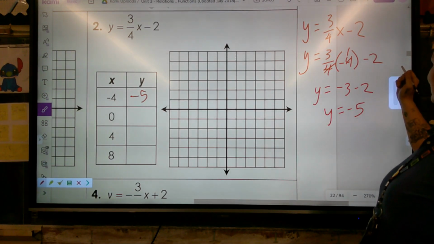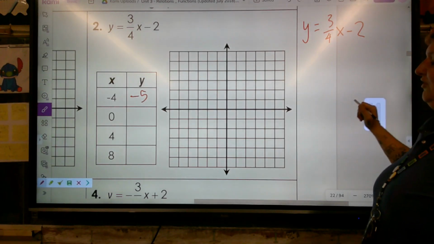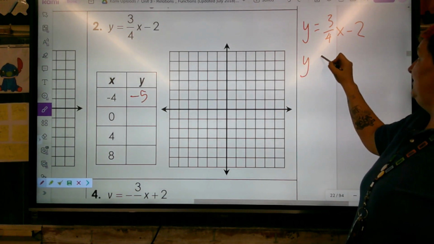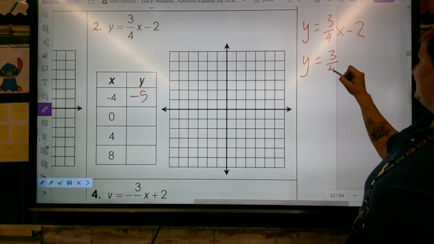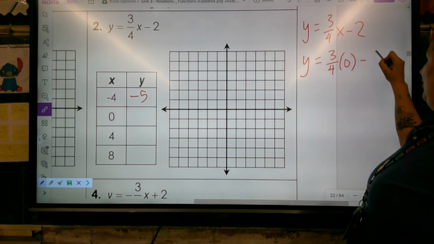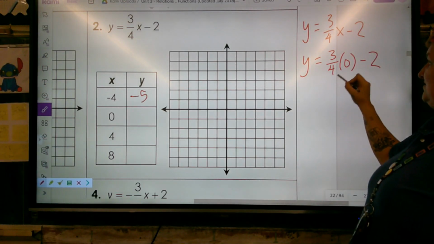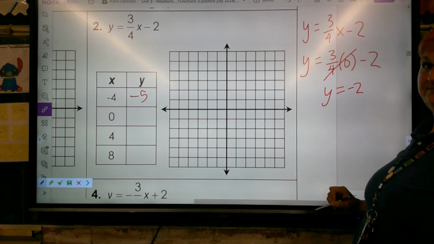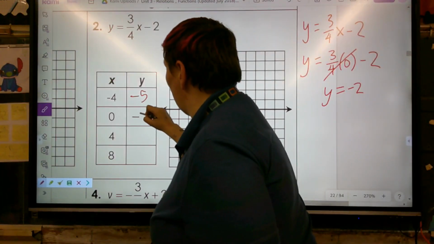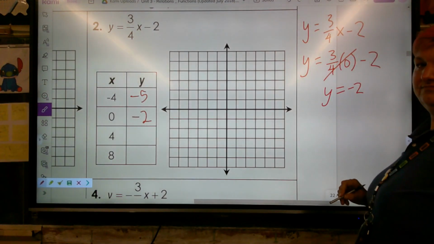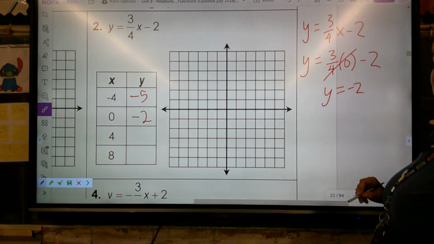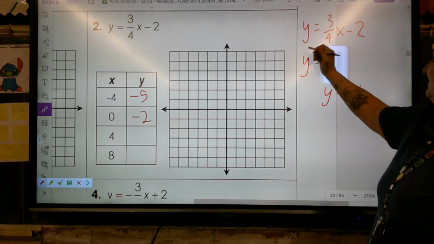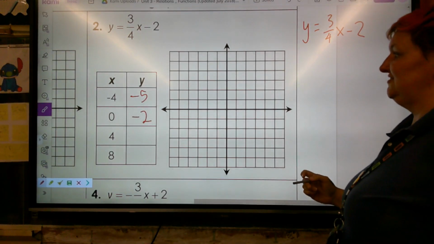Let's do it again. Alright, this time we're going to put in 0. Alright, so if x is 0, you should already know that anything times 0 is 0. This is going to cancel. y is negative 2. If x is 0, y is negative 2. We're just inputting and waiting to see what comes out. That's all the function is.